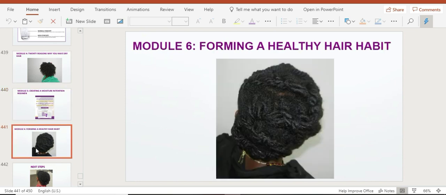And then in the final module, number 6, I walked you through how to form healthy hair habits. And I also went over the 5 M's: myth, misinformation, mistakes, and there's another, mindset, and how they affect moisture retention. And I shared how to form healthy hair habits and how to have a positive mindset when it comes to your natural hair.